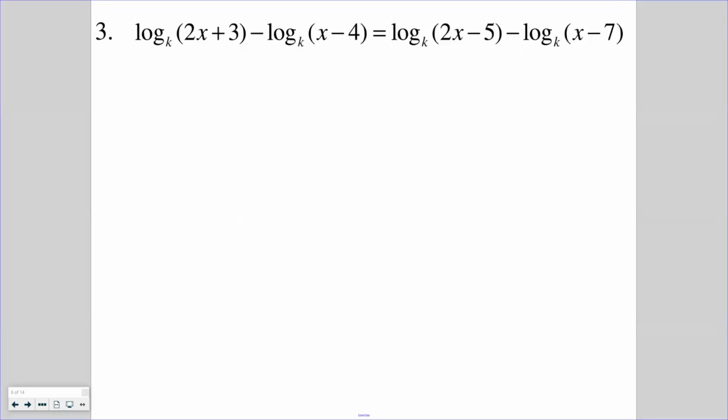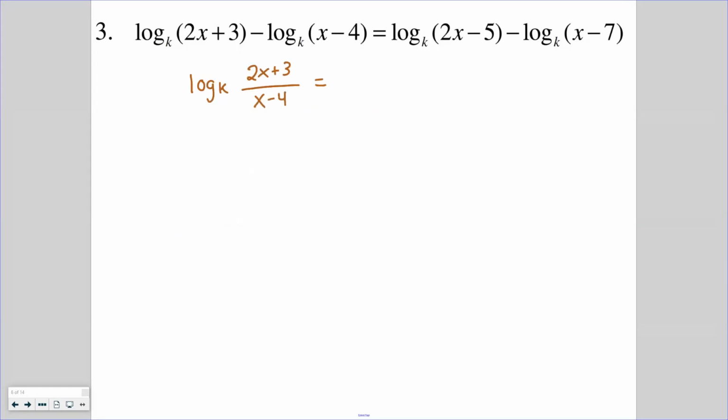Okay, number 3, same properties as numbers 1 and 2. Our goal is to get the logs down to a single log on both sides of the equal sign. Now in this case, number 3, we've got logs on both sides, and in 1 and 2 we didn't, but that's okay. We still have logs that have the same base, so it's still okay for us to combine these things. So on the left-hand side, I'm going to combine everything into a single logarithm. We're subtracting the logs, which means when I combine everything, we're going to be dividing the arguments. We're going to have 2x plus 3 over x minus 4.